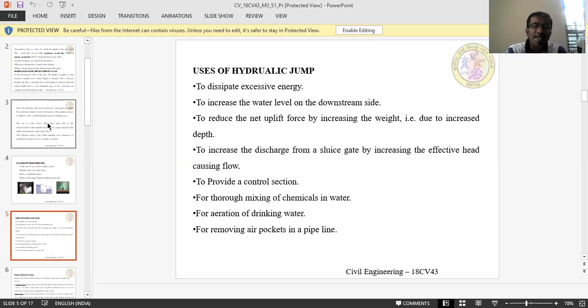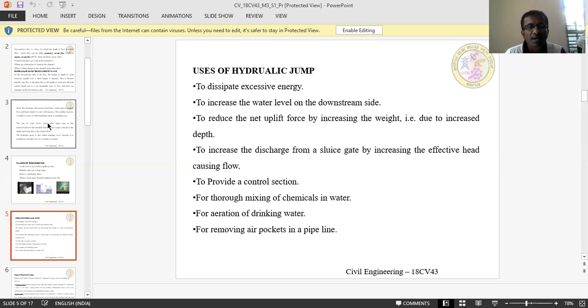To dissipate excessive energy, if the energy is too high and you want to reduce it, then we create a hydraulic jump. By that, some amount of energy loss will take place. To increase the water level on the downstream side of any channel section, we create a hydraulic jump. Automatically, the depth on the downstream side is increased because y2 is always greater than y1. Then only does a hydraulic jump occur.